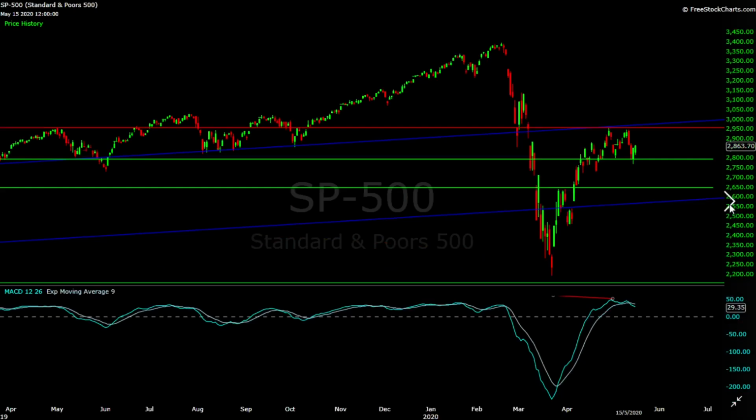Now, I've been monitoring this overhead resistance in red for the last few weeks. So far, it has been a strong resistance zone that has denied any attempt to break it to the upside. It was tested twice in the last 2 weeks, and each time the price simply collapsed from this level. There is a support zone as well where the price bounced off a few times, right around here and here. If this support breaks, the S&P 500 is likely heading to the next support at around 2650 region.